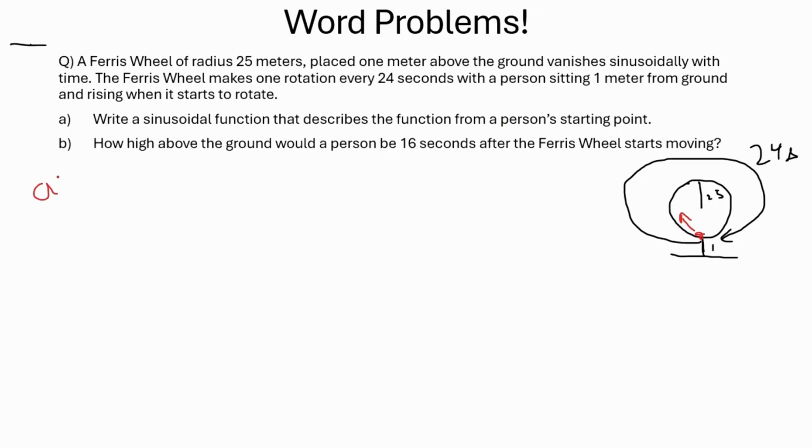Okay, so what's our first question? Write a sinusoidal function that describes the height of a person from the starting point. So they're talking about the person's height here. Since we're talking about height, you take the height as a function of time, h of t. This just means that our variable is time. Just logic out the independent and dependent variable. Hopefully that didn't confuse you, but you probably know what I mean.